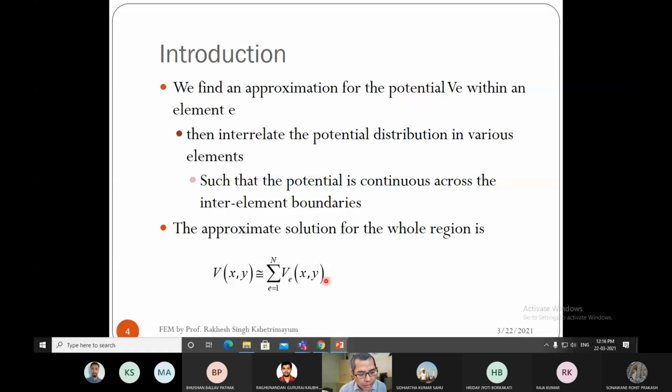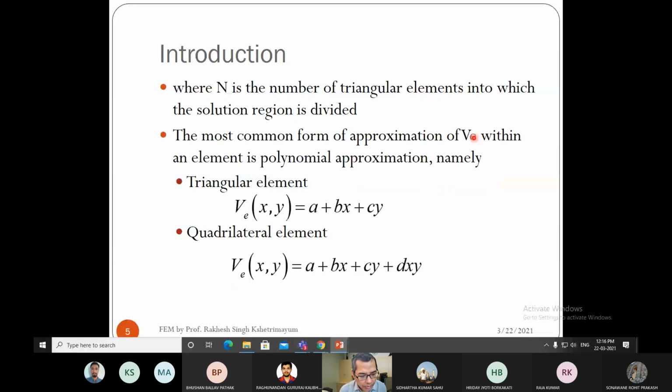Now when you find the approximation of the potential inside an element E, there are some polynomial approximations people usually use. For the triangular element, the function people use is a plus bx plus cy. And for the quadrilateral element, instead of a triangular element, you can also have a quadrilateral element. In that case, the approximate potential function you use is a plus bx plus cy plus dxy. You have one extra term here, dxy.